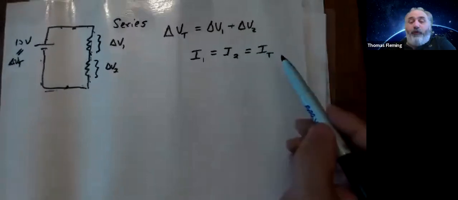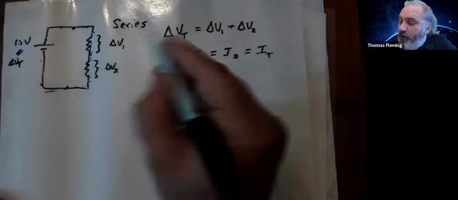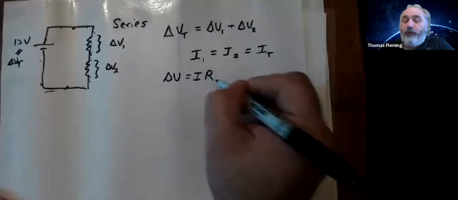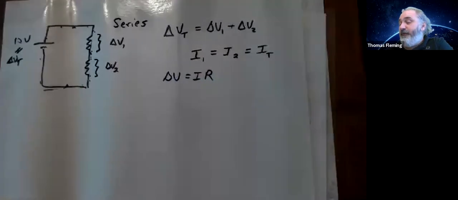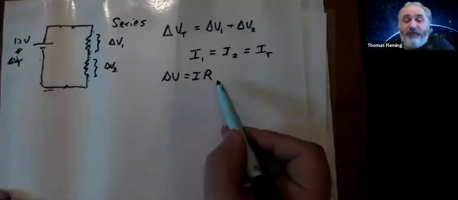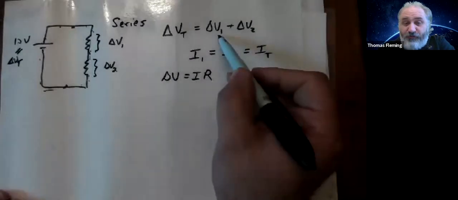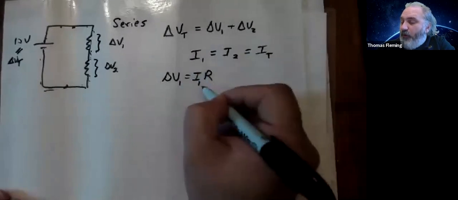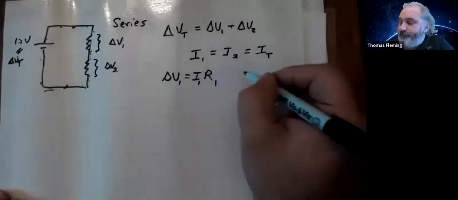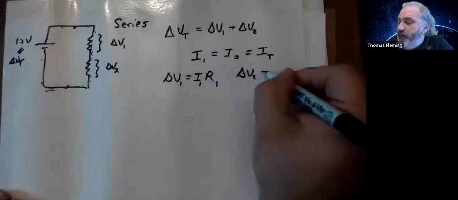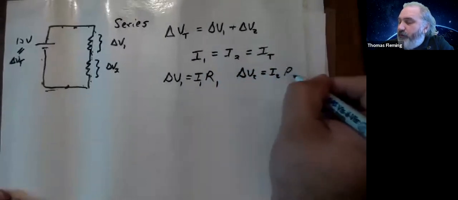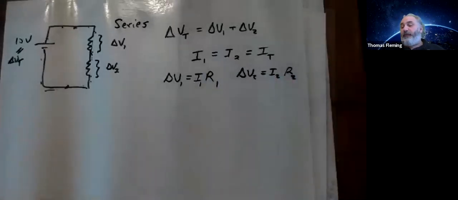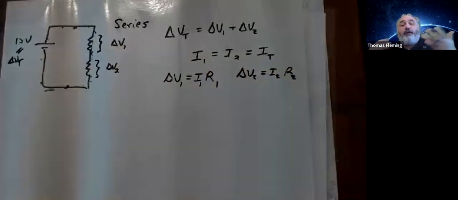Now, if I've already drawn those two conclusions, and I know that Ohm's law must be true in general, then I can require that Ohm's law be true for the first resistor. So delta V1 has to equal I1 times R1. By the same reasoning, delta V2 would have to equal I2 times R2. And heck, we're going to imagine replacing these two resistors with an equivalent resistor.